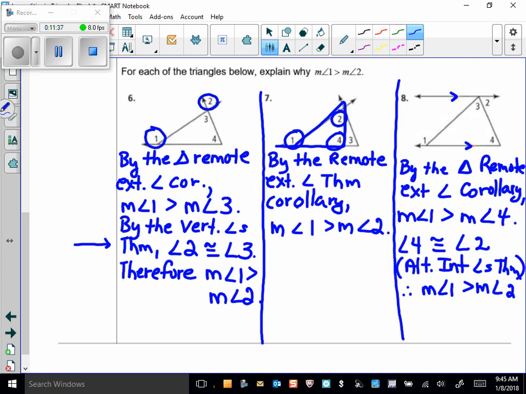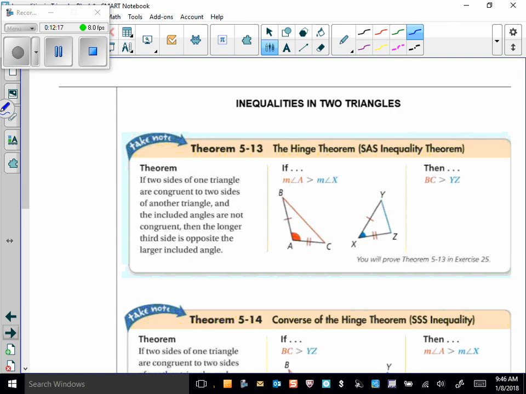Well, I have to notice that these two lines here are parallel, and so that tells me that angle 2 here is congruent to angle 4. By the triangle remote exterior angle corollary, I know that the measure of angle 1 is greater than the measure of angle 4. Also, it's greater than the measure of angle 3, but I don't really need angle 3 in this problem. And since angle 4 and angle 2 are congruent by the alternate interior angles theorem, I know that the measure of angle 1 has to be greater than the measure of angle 2. If you didn't get that just right, then please get that noted in your paper.